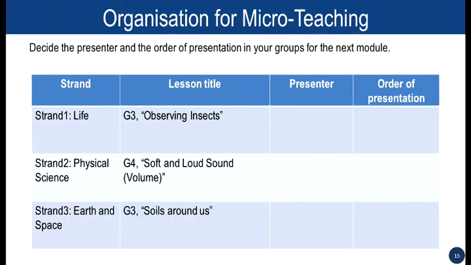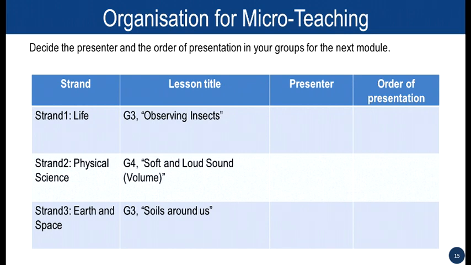How did you go? I guess you have completed all the parts of your activity. The fourth part of this module is the organization for micro-teaching. The organization for micro-teaching. Decide the presenter and the order of presentation in your group for the next module. You will use this table as shown on the slide.